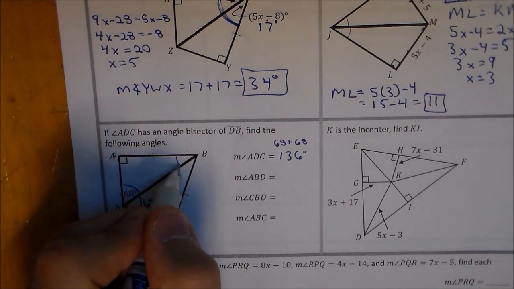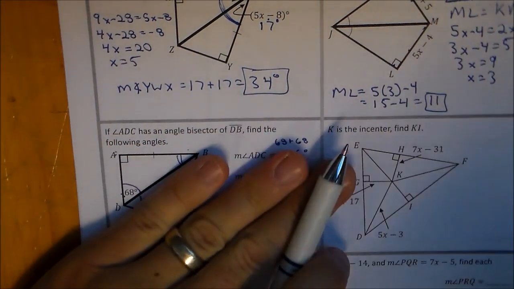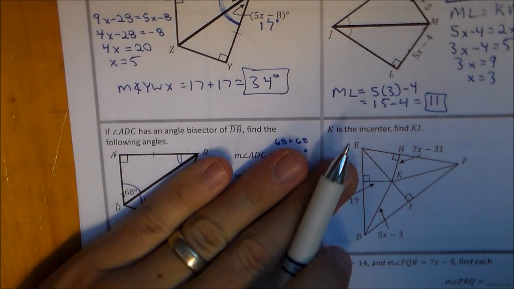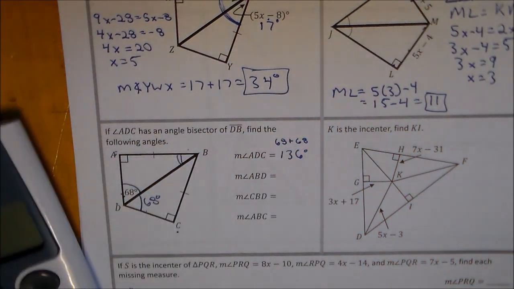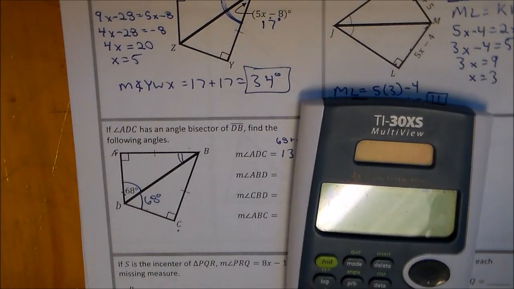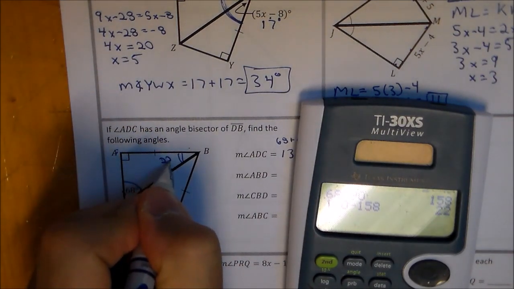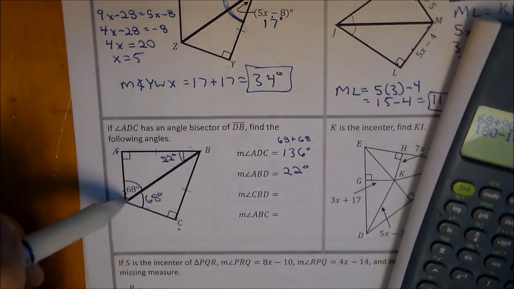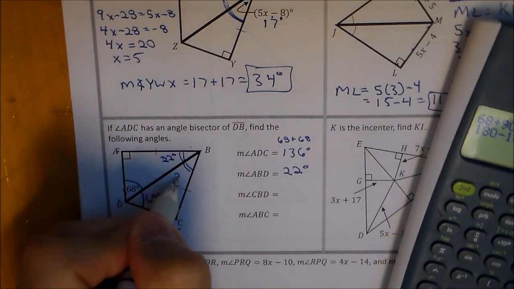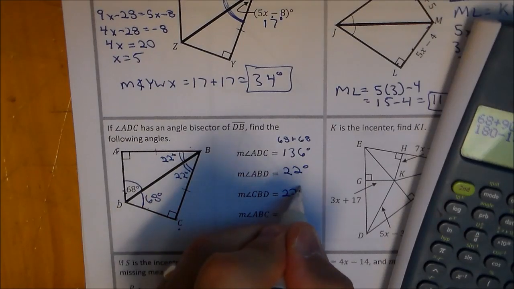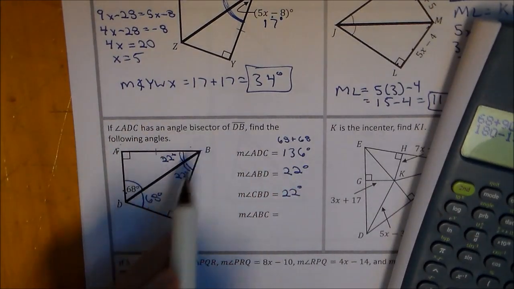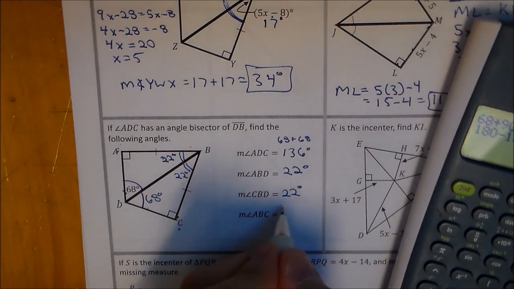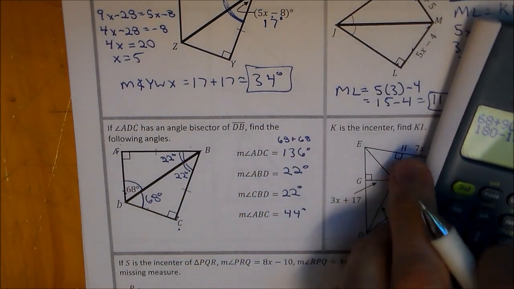ABD, which is over here, we need to find. Now this is just a right triangle, so we could do 68 plus 90 minus 180. So 68 plus 90 gives us 158. 180 minus 158 gives us 22 degrees. Next we have CBD, which is the same angle, also 22 degrees. And last, angle ABC, which is the 22 and 22, so that would be 44 degrees.